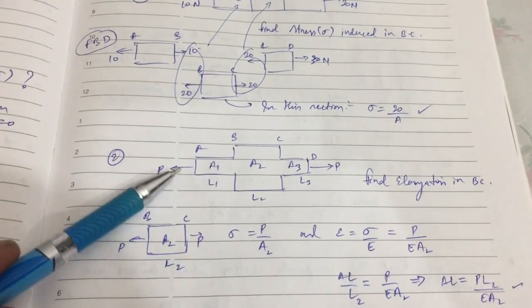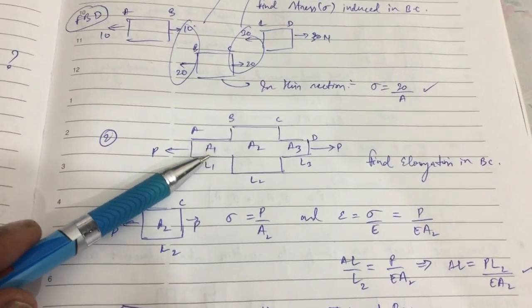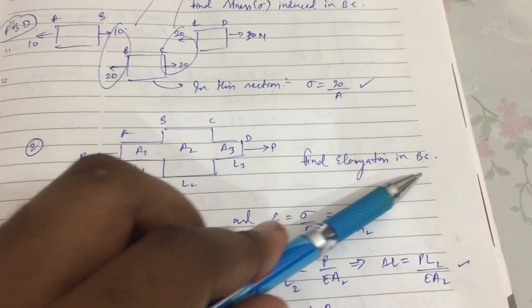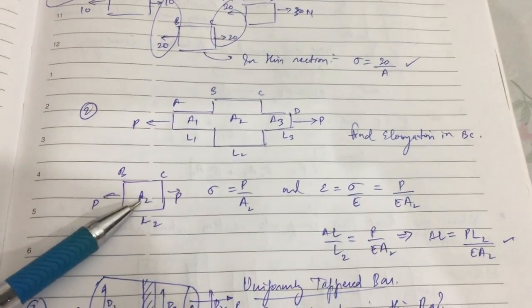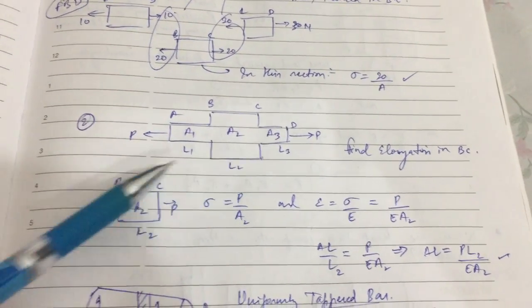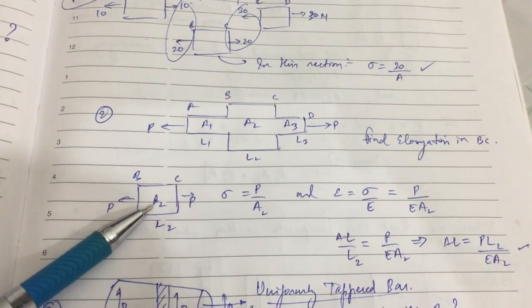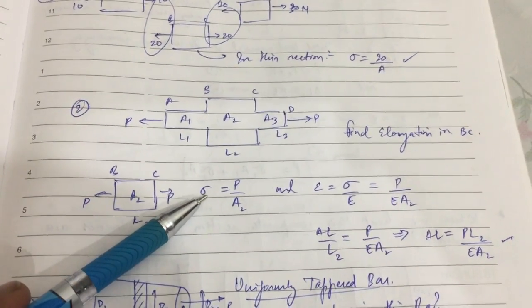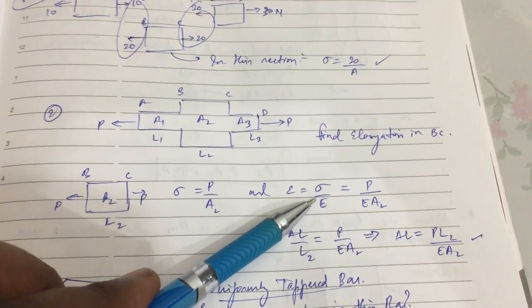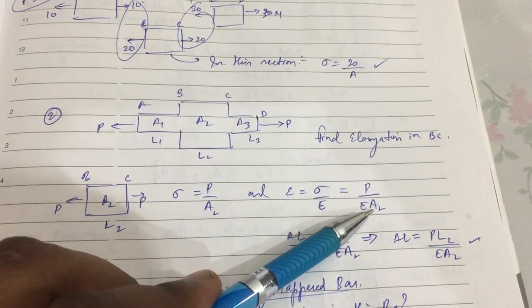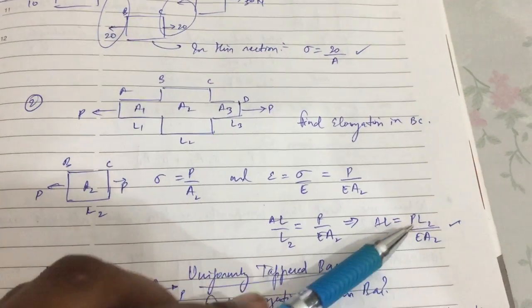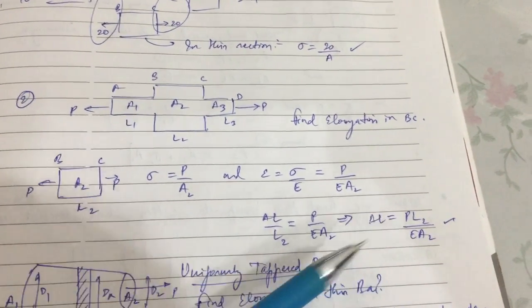In the second part, they will give a material with different areas and different lengths, and we have to find the elongation. For example, if you want to find the elongation at the BC, it is simple. Take this section out, and as this load is not varying, it is the same. The load will be P, the area A2, and the length L2. So the stress will be P by A2, and the strain will be sigma by E, which is P by EA2, and as a result, delta L, the elongation, will be given by the formula PL by EA. So simple.